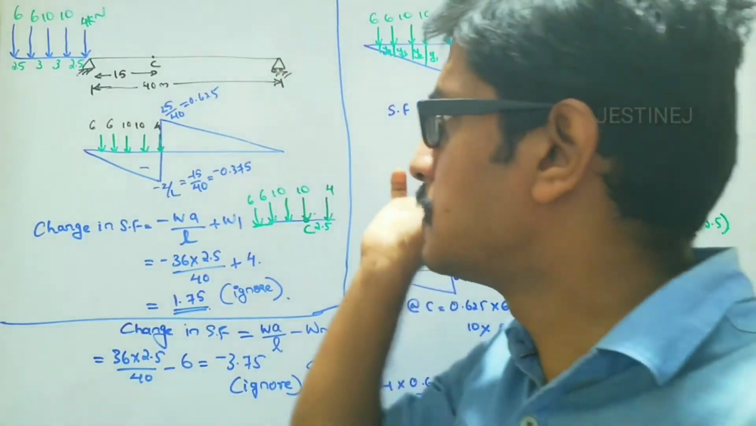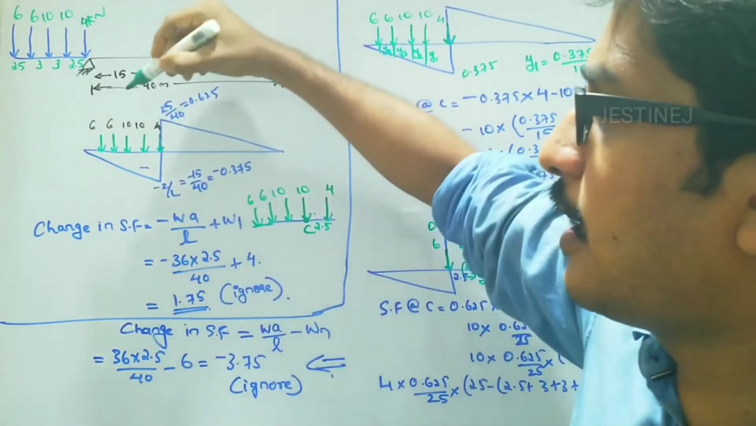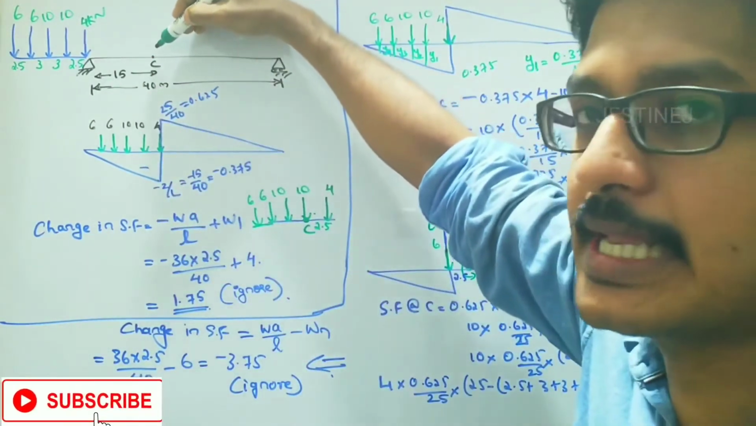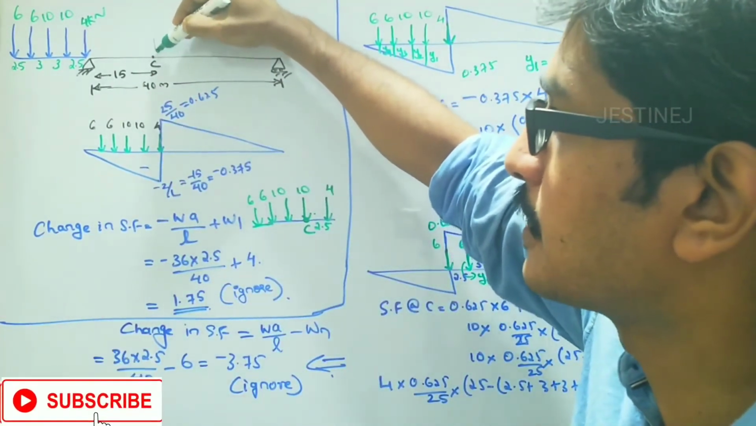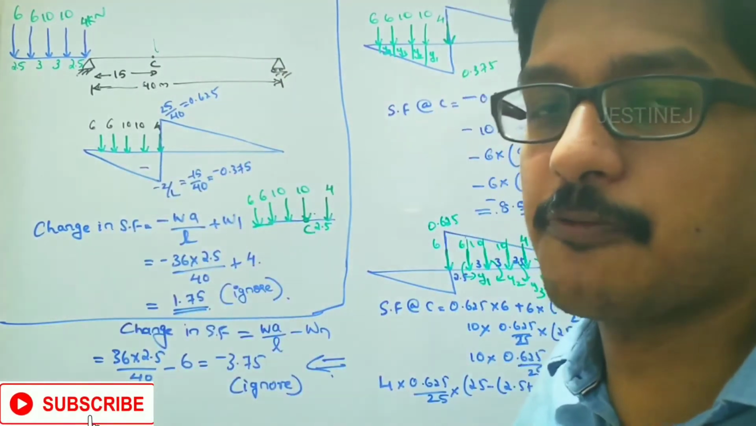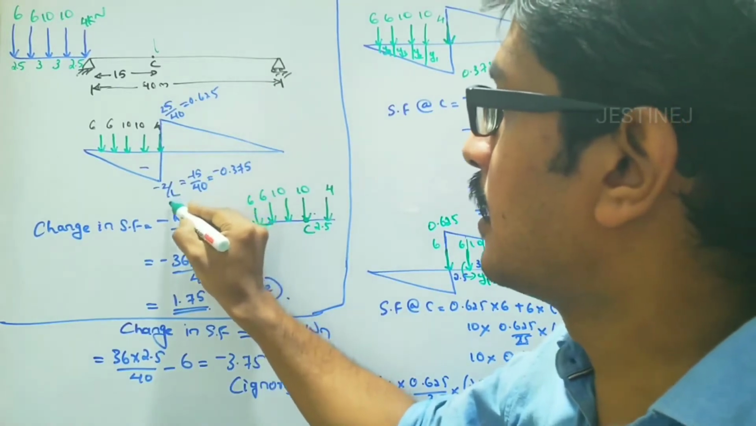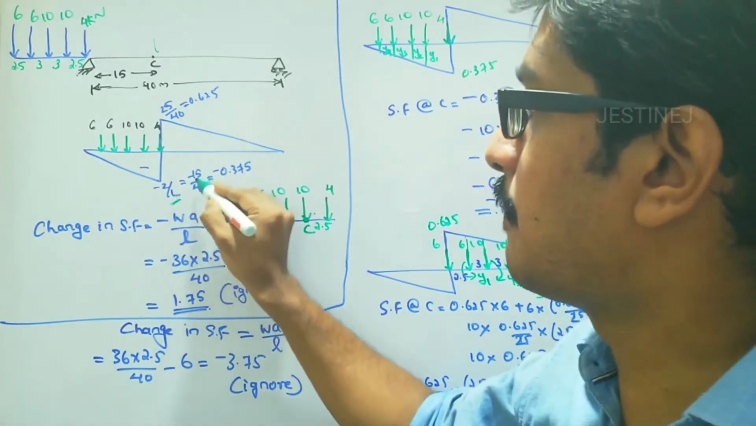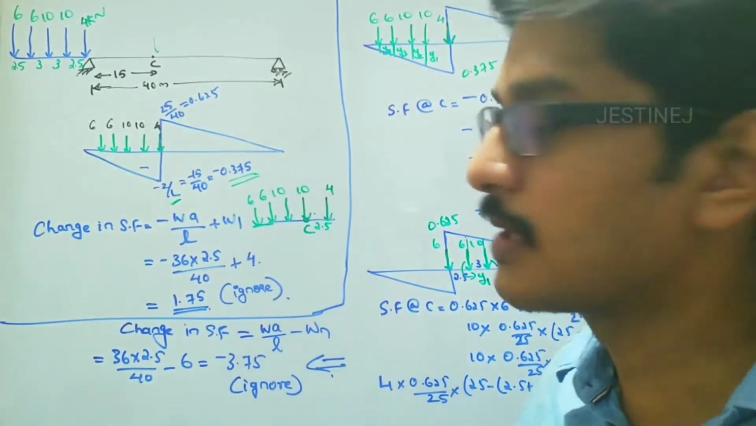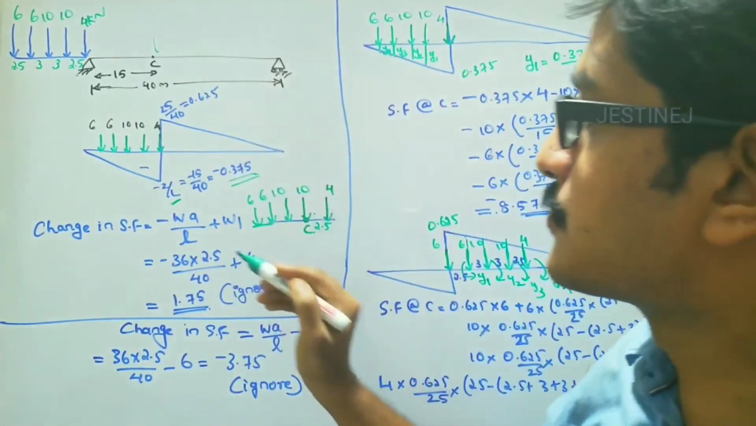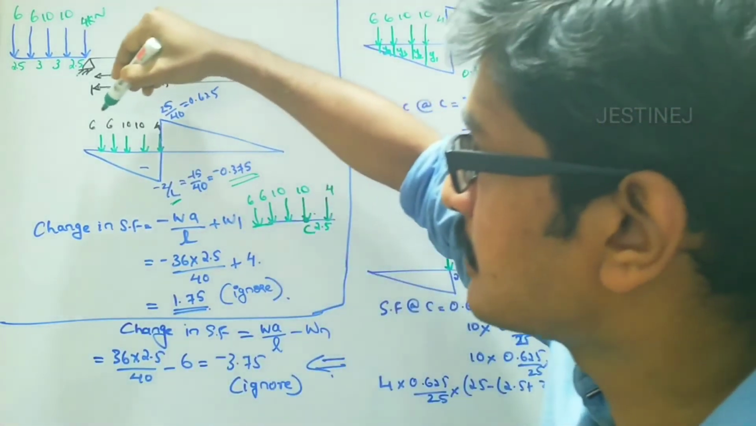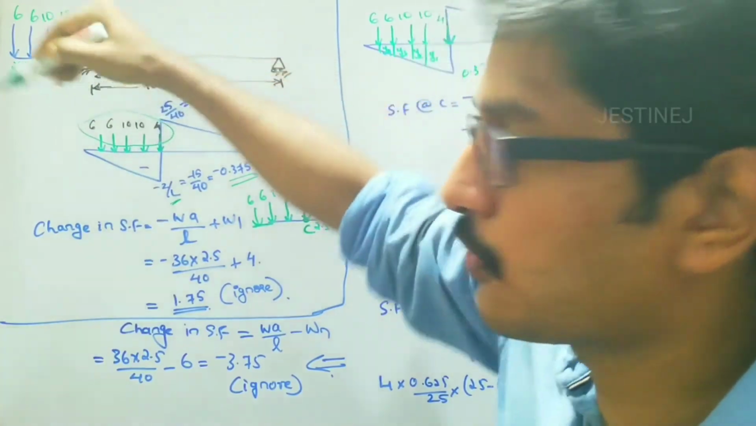If we arrange the loads in this format, that means this 4 kilonewton is touching this point, shown here, we will get the negative shear force. So here the ordinate is minus 15 by 40, so minus 0.375. Before going ahead, we have to finalize whether this loading condition is right or not.